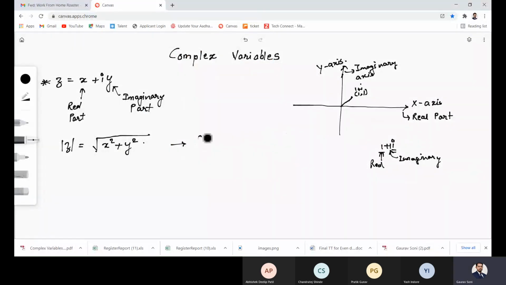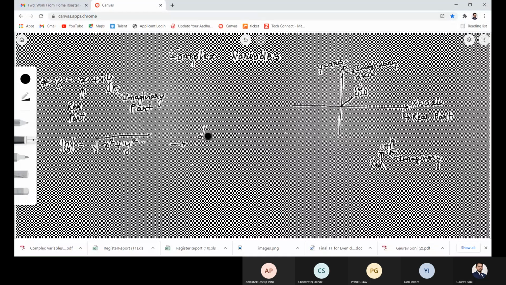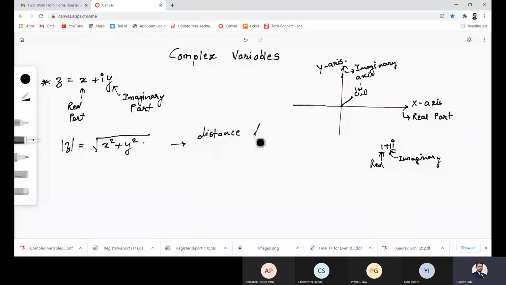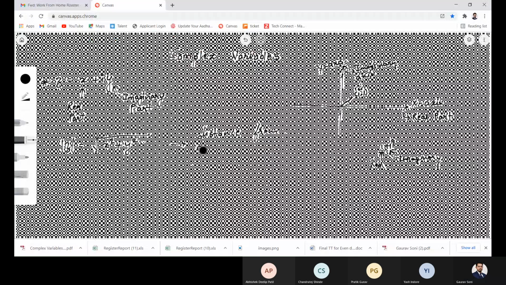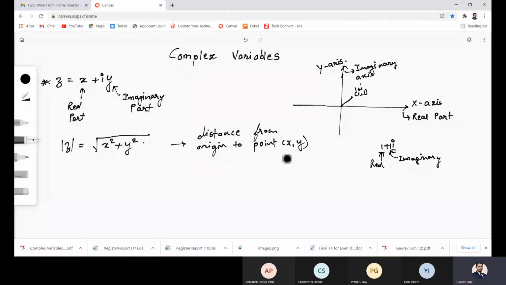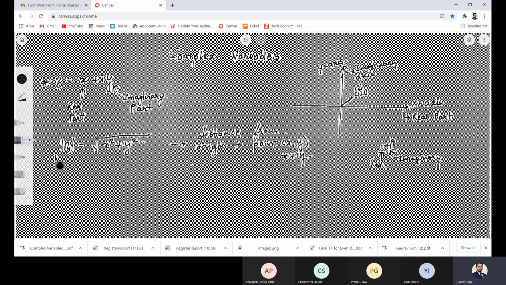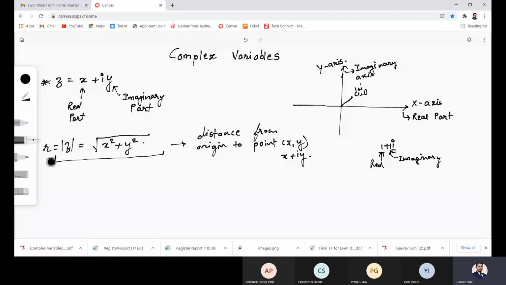So it is the distance from origin to the point (x, y). x comma y, I also mean to say x plus iy. Okay, so the mod z formula you will have to remember, as in many of the examples you will encounter this. For every complex number, this is also denoted by r. So r is said to be the modulus of z.